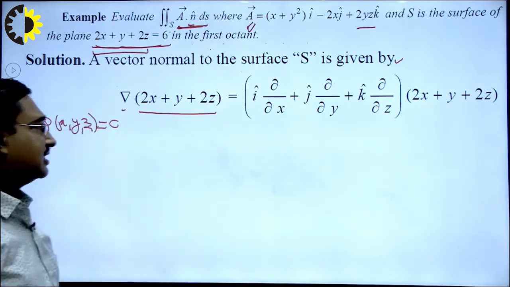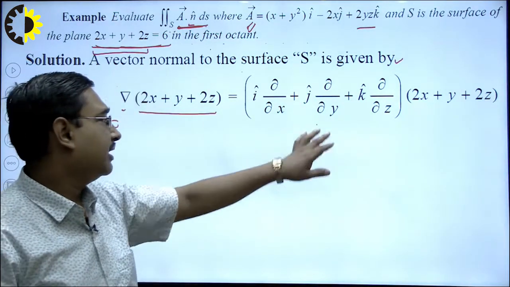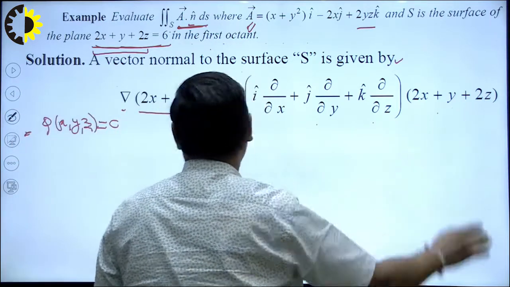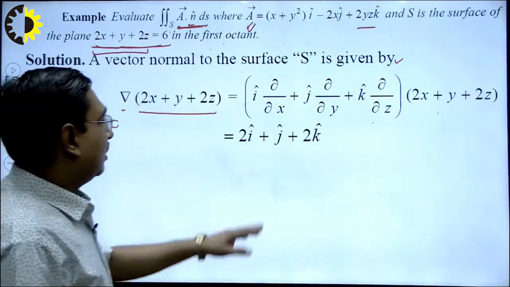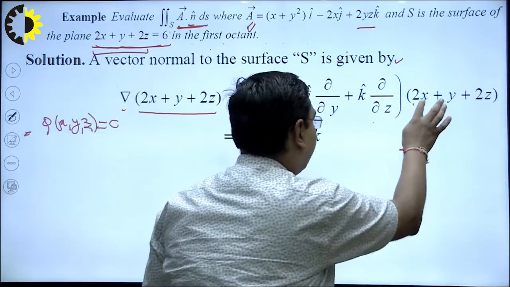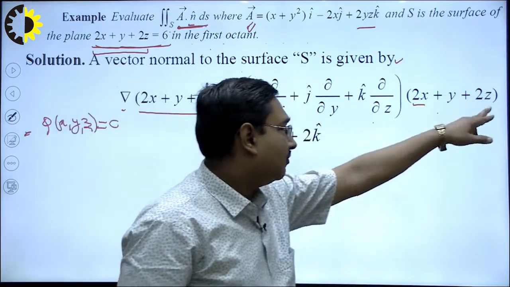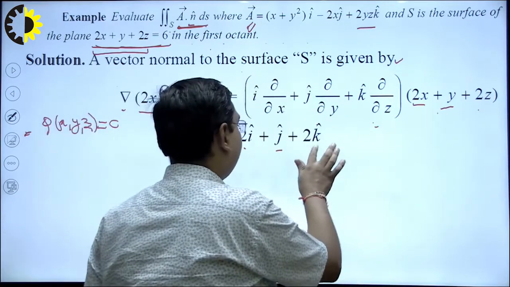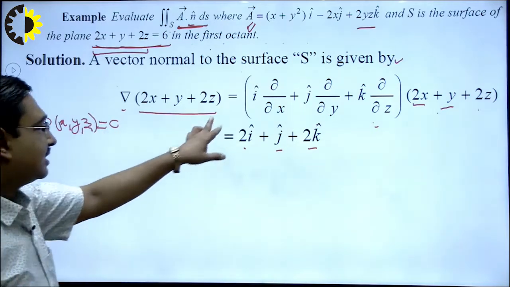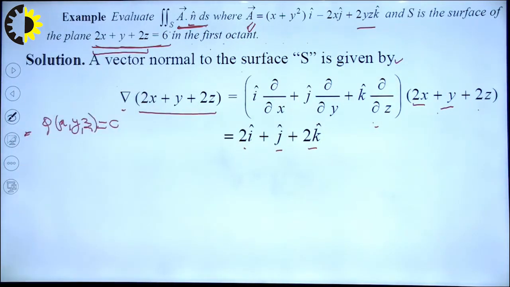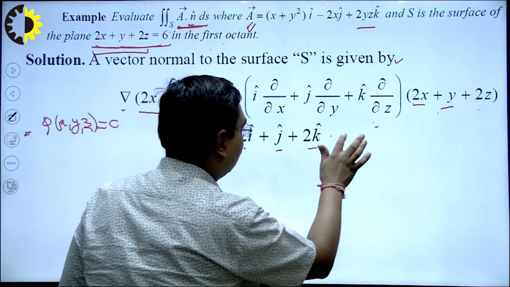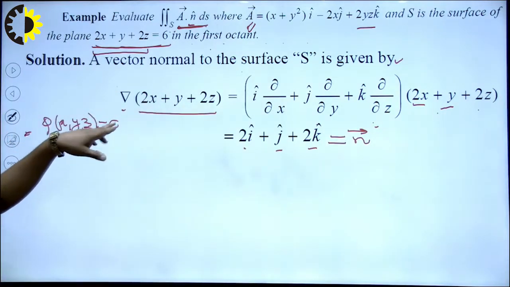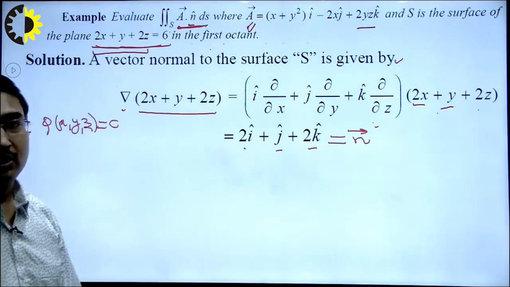This del operator was nothing but i cap del over del x plus j cap del over del y plus k cap del over del z. Applying del over del x on this, I obtain 2, del over del y of this function will give 1, other terms will be 0, and del over del z applied on this will give 2k cap, and it is the value of the gradient of this function. The vector obtained will be the normal vector to this surface 2x plus y plus 2z equal to 6.